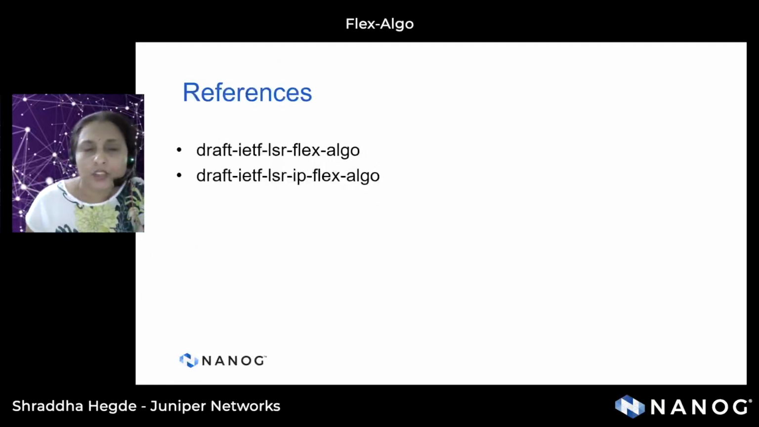So these are the references, the drafts that we talked about, LSR FlexAlgo and LSR IP FlexAlgo. You can get these in the LSR working group.